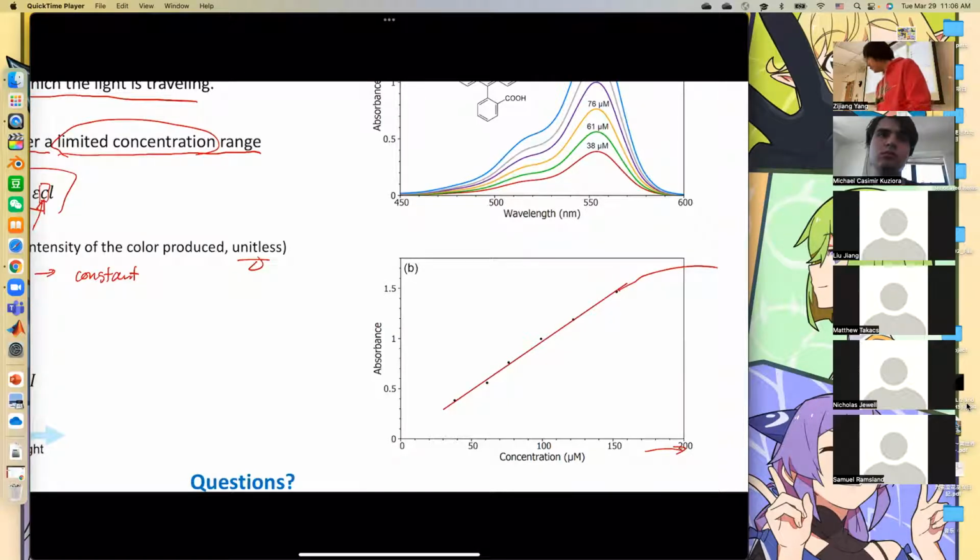And if the concentration becomes very low, it will be something like this. That's why we need to pay attention to the limited range, and that's why we also need to make the calibration curve.